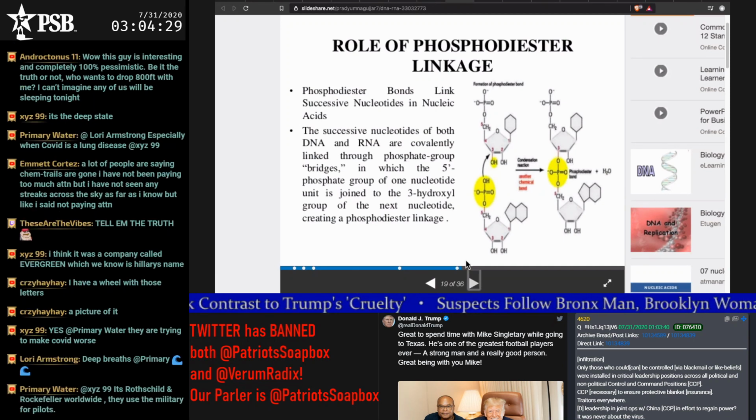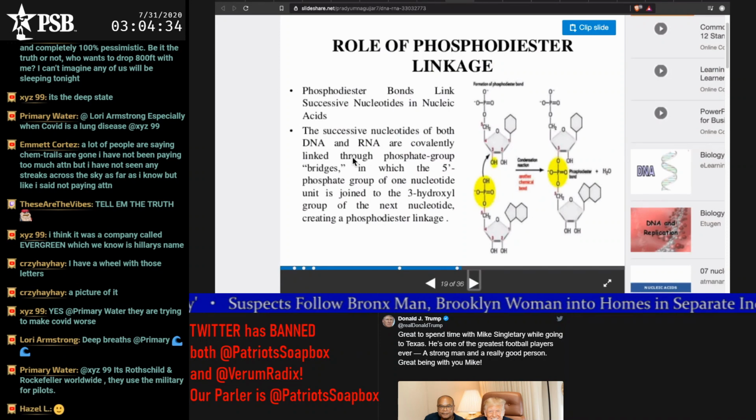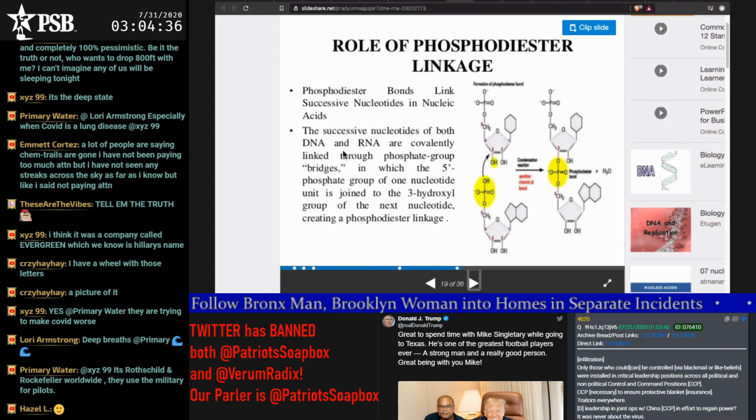Nucleotides of both DNA and RNA are covalently linked. That means they have 2 bonds. Covalent bonds are 2 bonds that are linked through a phosphate group. They're bridges in which the 5-phosphate group of one nucleotide unit is joined to the 3-hydroxyl group of the next nucleotide, creating a phosphodiester linkage. Important, hydroxyl, that means hydrogen. We're going to get into why hydrogen is so important here in a minute as well. There is a method to the madness. So what does this mean?